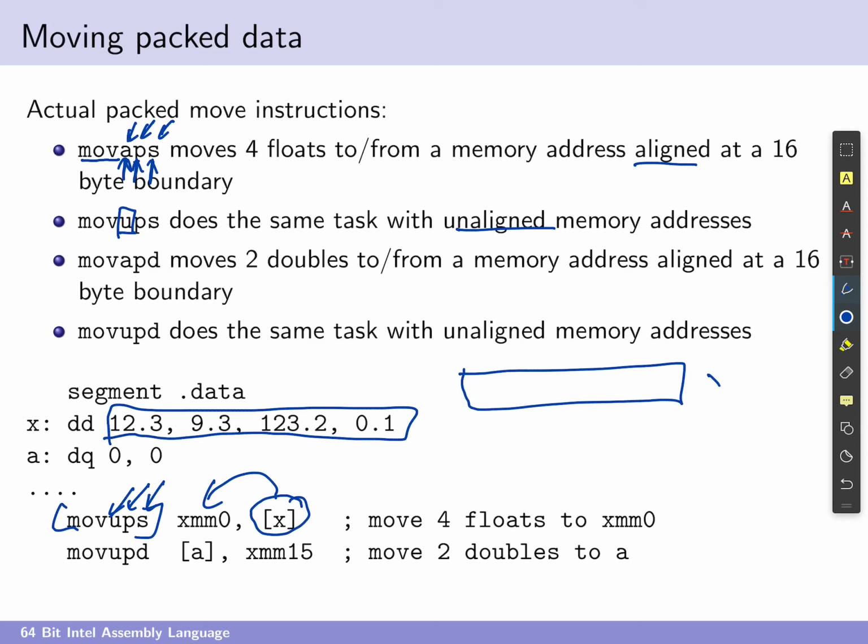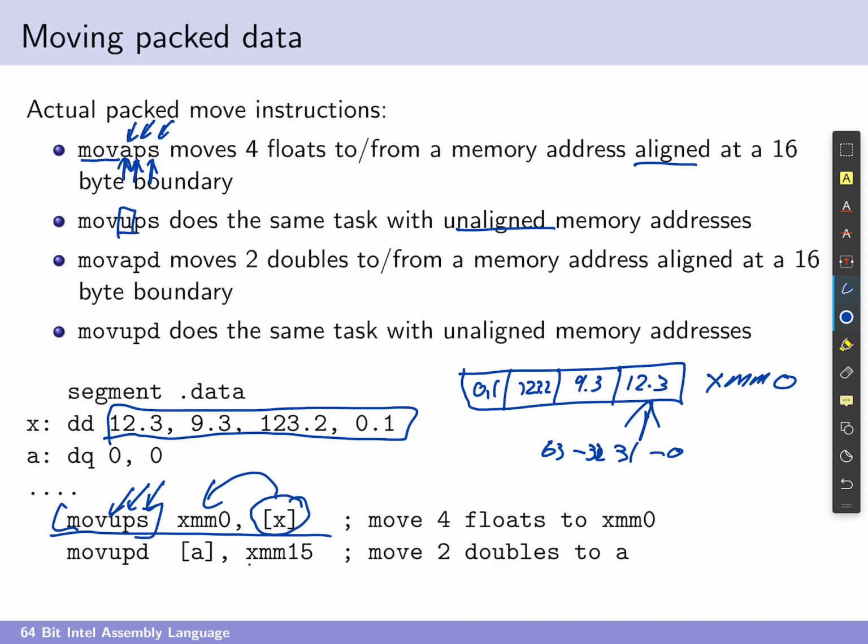If I have my XMM0 register, the lower order 32 bits will be storing 12.3, then 9.3, 128.2, and then lastly 0.1. So this being the lower order bits, this will be the 0 to 31, the 32 to 63, and so on. Okay, so that's what happens when we perform this move. And in a single move instruction, we loaded a whole 128 bits into that register.